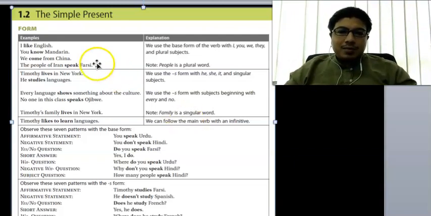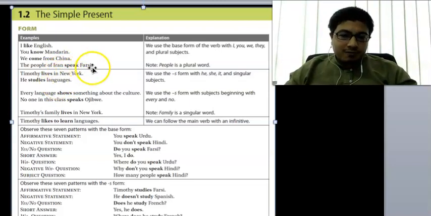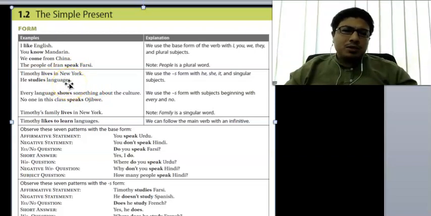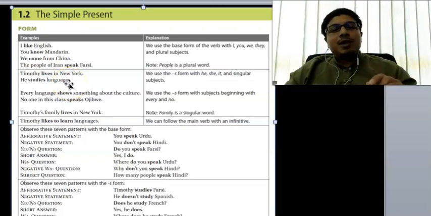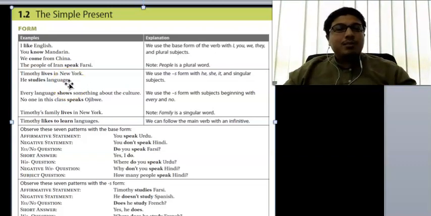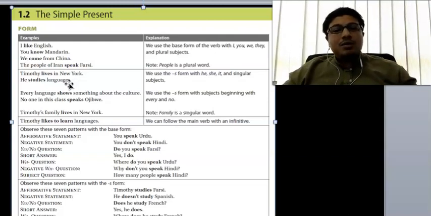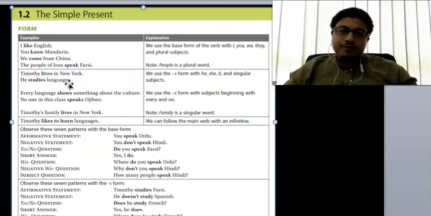So you can see the examples here. I like English, you know Mandarin, we come from China, the people of Iran speak Farsi. He speaks Farsi, so because he is one person, speak, you need to add an s. Timothy lives in New York, so because Timothy is one person, live needs an s. But if there are many people, Timothy and Sarah, for example, you say Timothy and Sarah live in New York without an s.